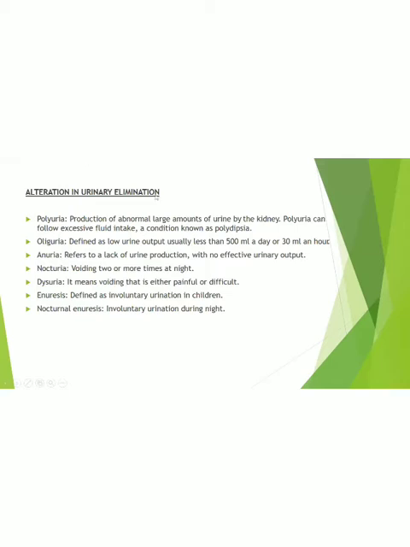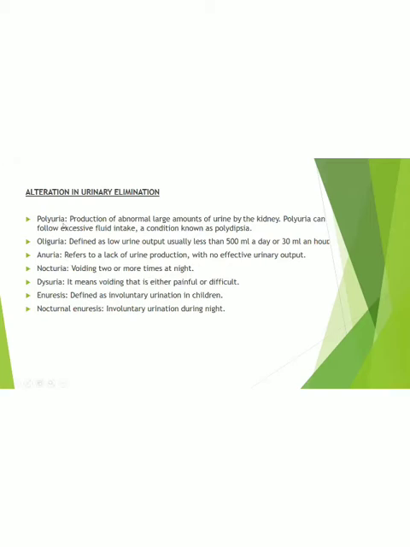Okay, next we come to the alteration in urinary elimination. Alteration means something which will make a difference. Alteration means if it's not normal, something abnormal. So we have some diseases, or we can say signs and symptoms or diseases, which will alter urinary elimination. The first one we have here is polyuria.